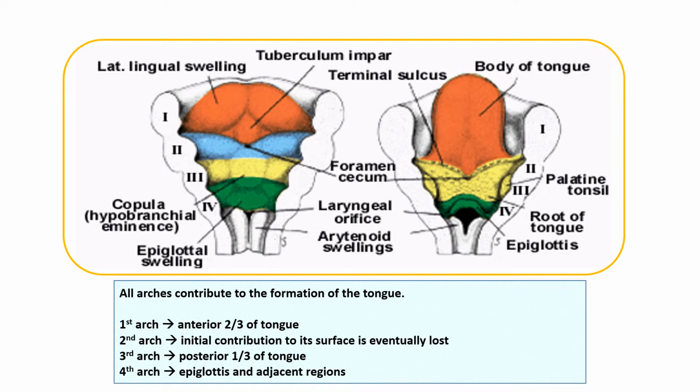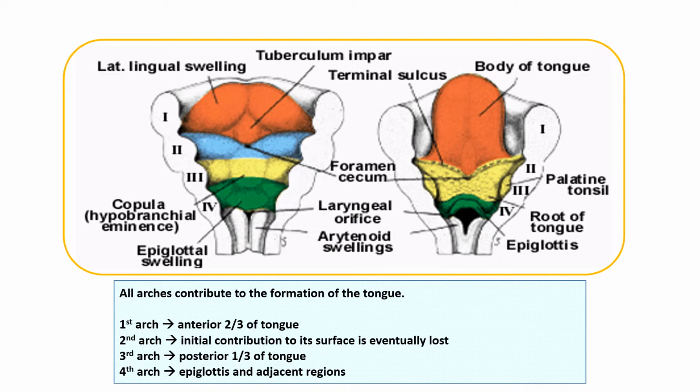Now, sitting exactly in the middle of the terminal sulcus, we have the foramen cecum, which, if you recall from an earlier lecture, our second lecture on the development of head and neck embryology, is actually where the thyroid gland originates from, and it sits here in the middle of the terminal sulcus between the anterior 2/3 of the tongue and the posterior 1/3 of the tongue.